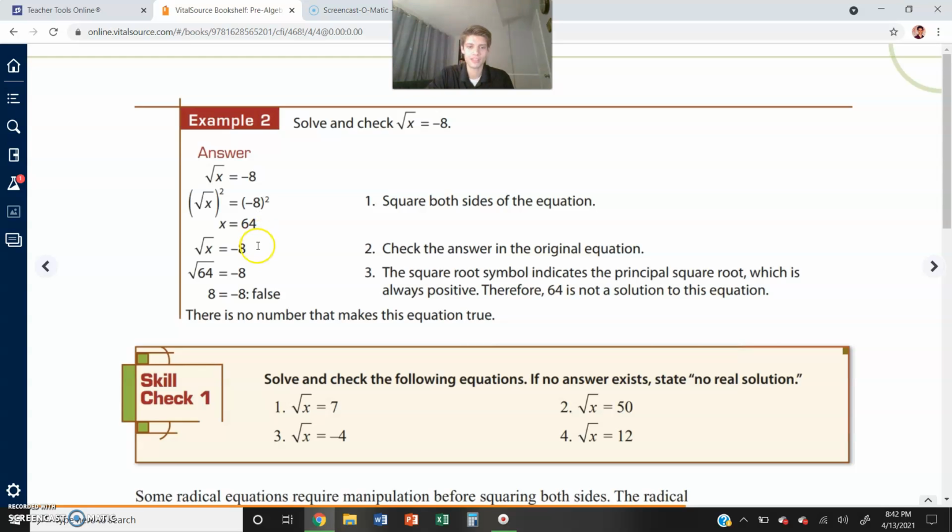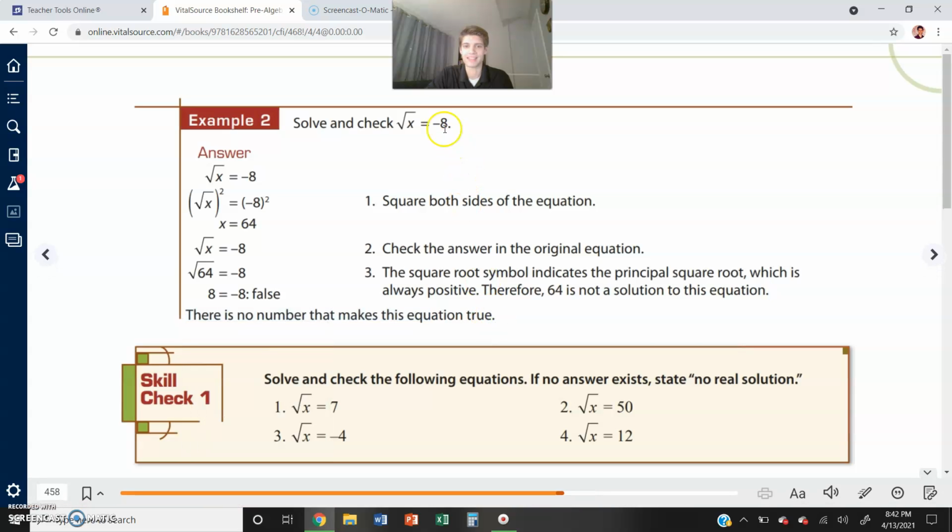But check your work. If you were to plug in 64 for x back in our original equation, you would get the square root of 64. The square root of 64 is 8, not negative 8. So it's actually a false statement here, which means there is no number that will ever make this statement true. No number for x will make this a true statement. So the answer that we're going to put is no real solutions, like we see down here in skill checkbox.